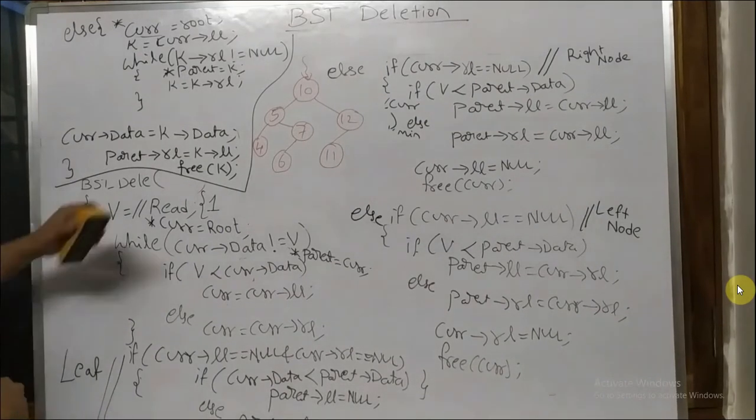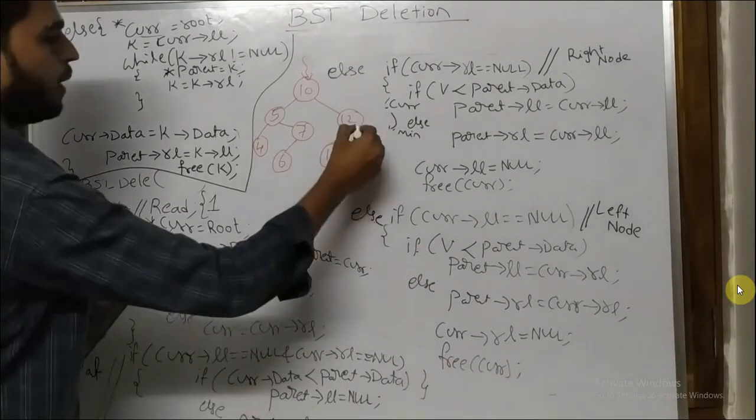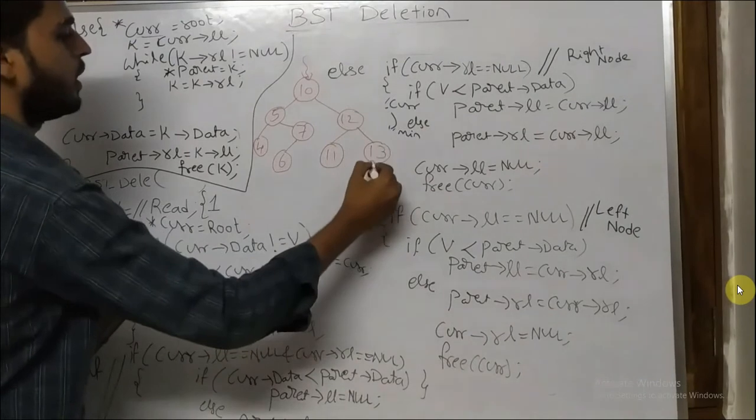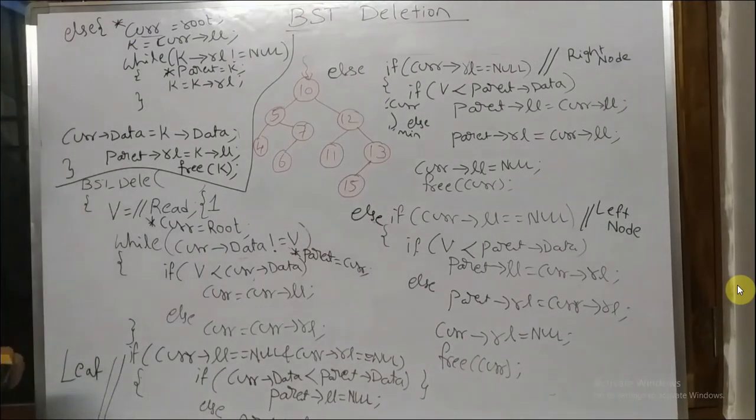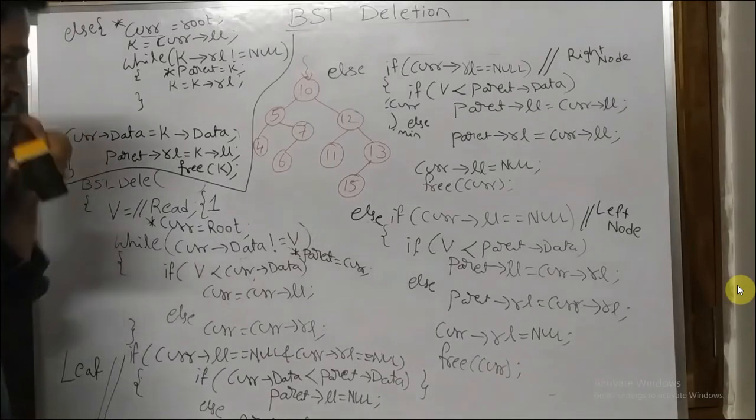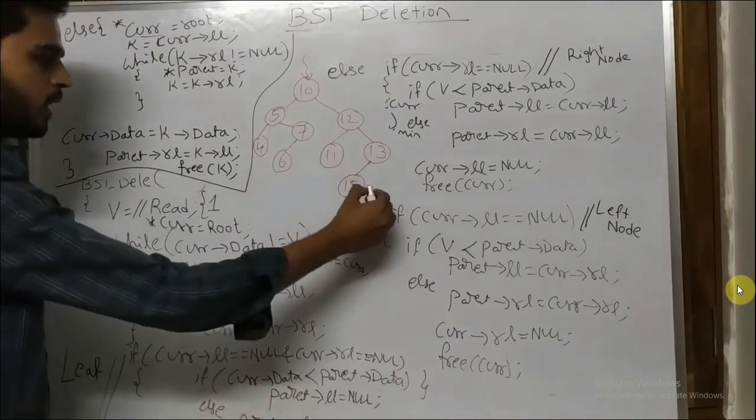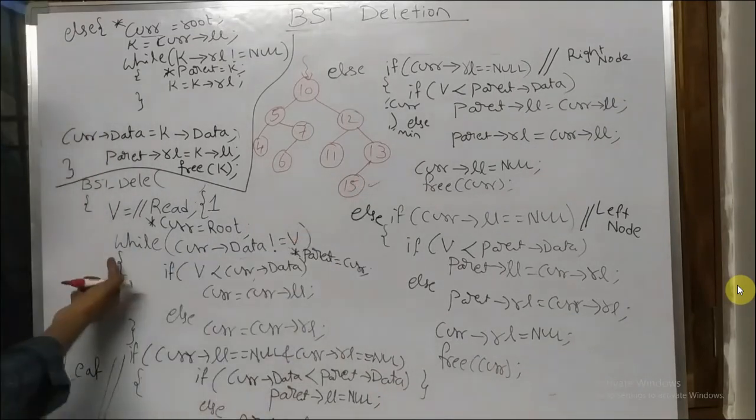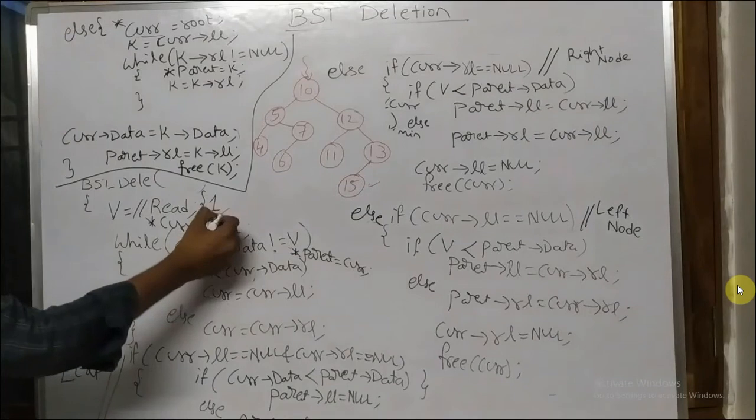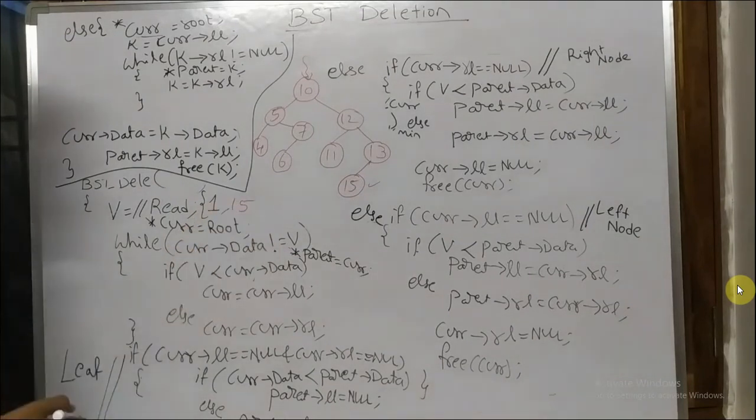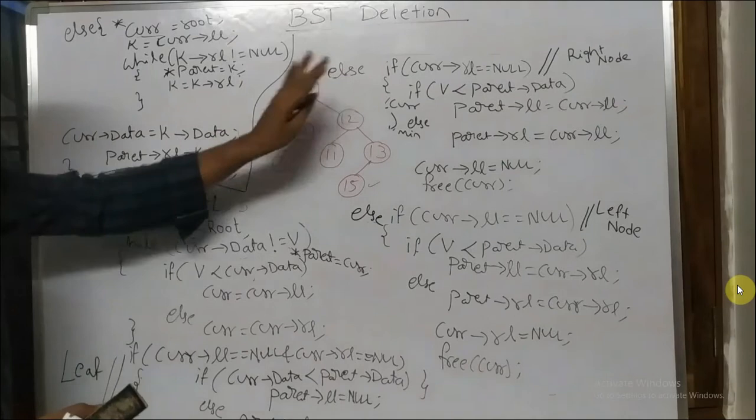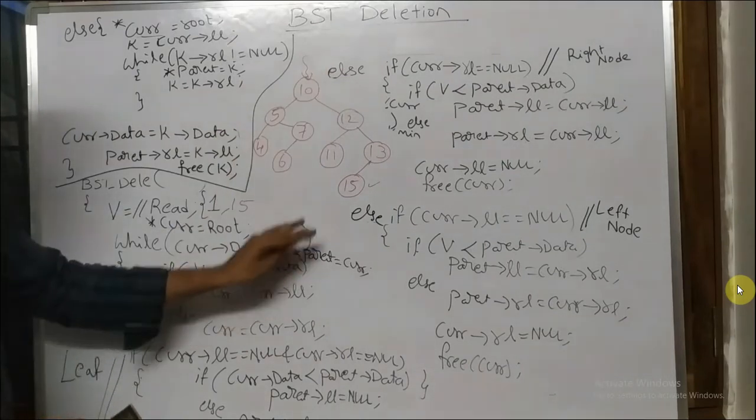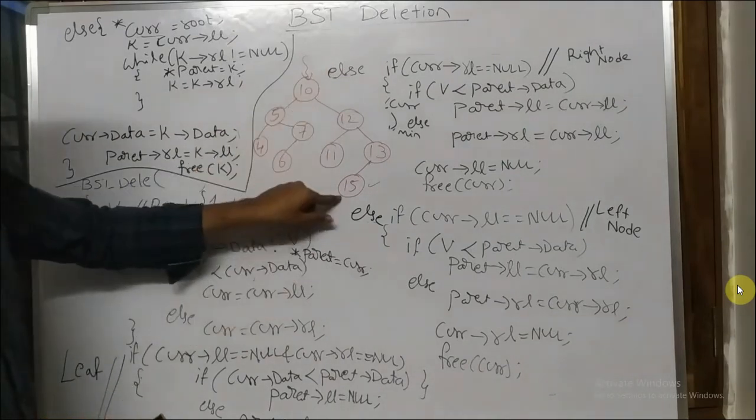Now see, for example, I have 13 here and 15 here. First I want to delete a single cell, so it is going to execute from here. The value here is 15. Now the current value is the root value. Now the current node's data is 10. Is 10 double equal to 15 or not?